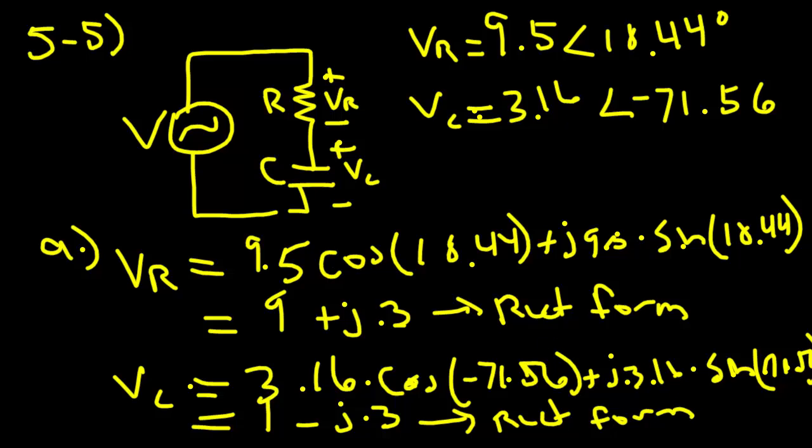The next part asks us to find V, which is equal to VR plus VC, and they want that in both rectangular and polar form. If we're adding, the easiest way is to add in rectangular form. So we want V equal to VR plus VC.